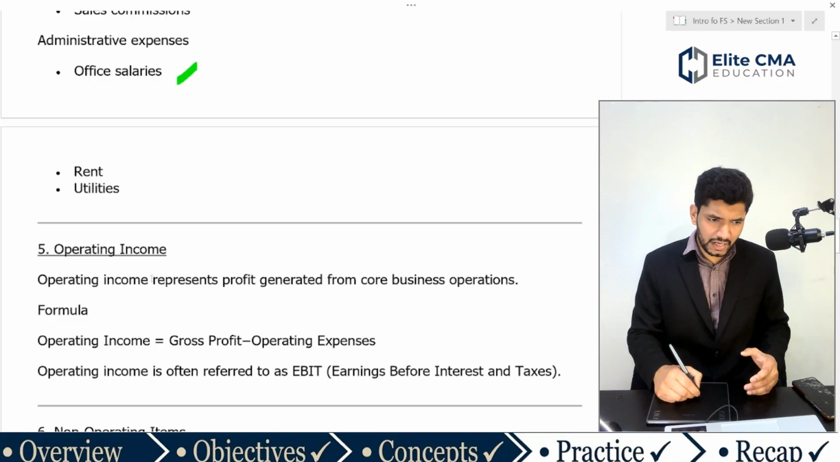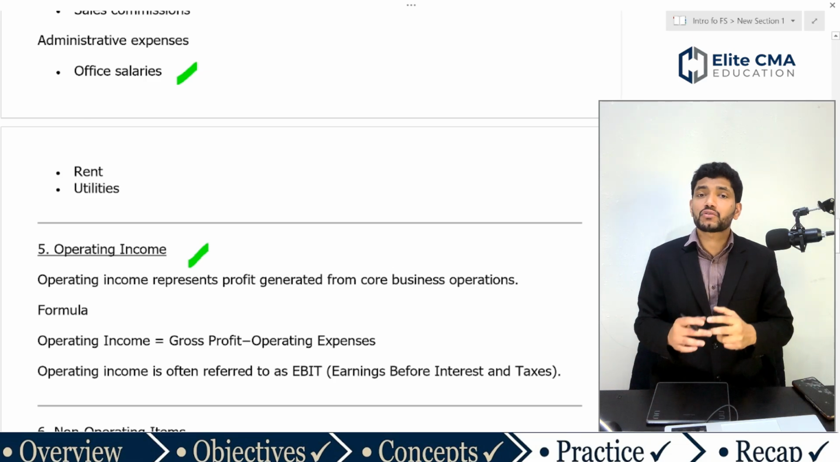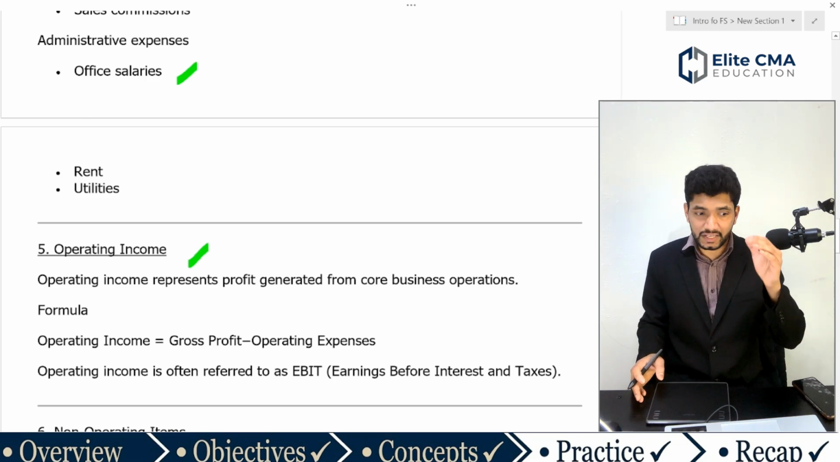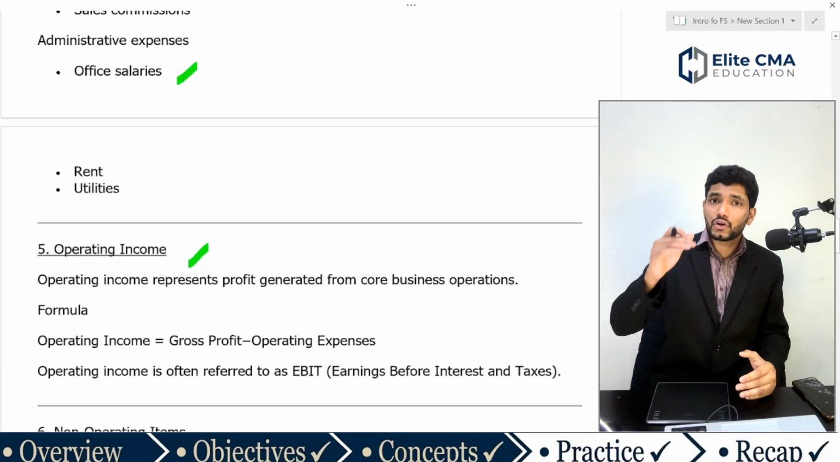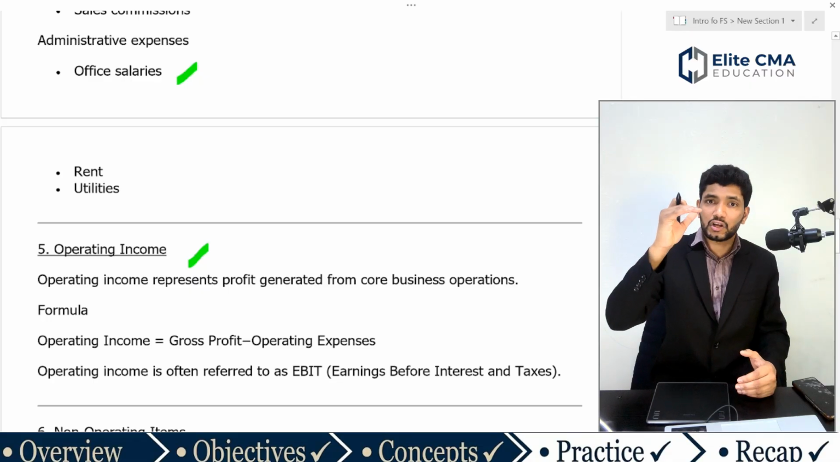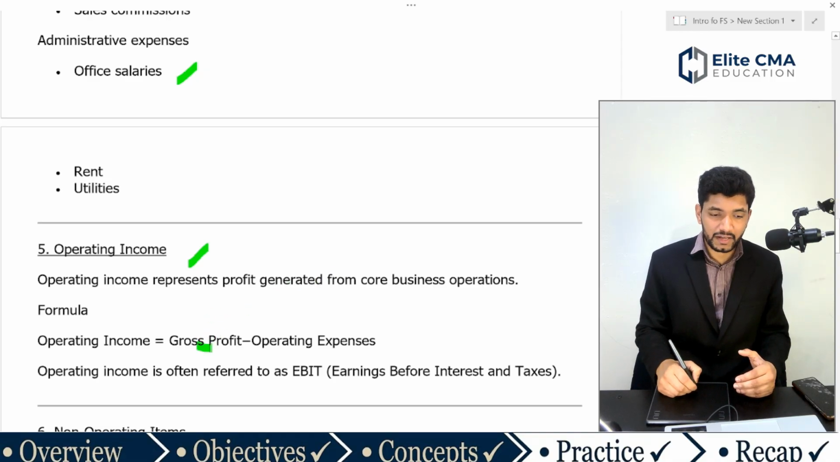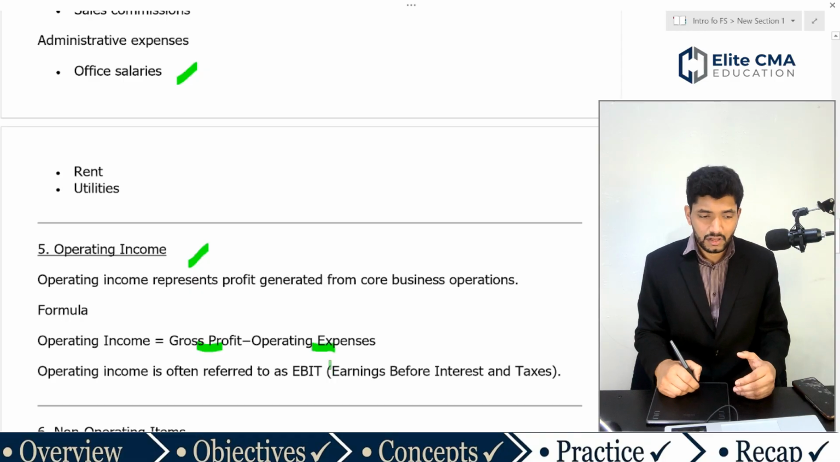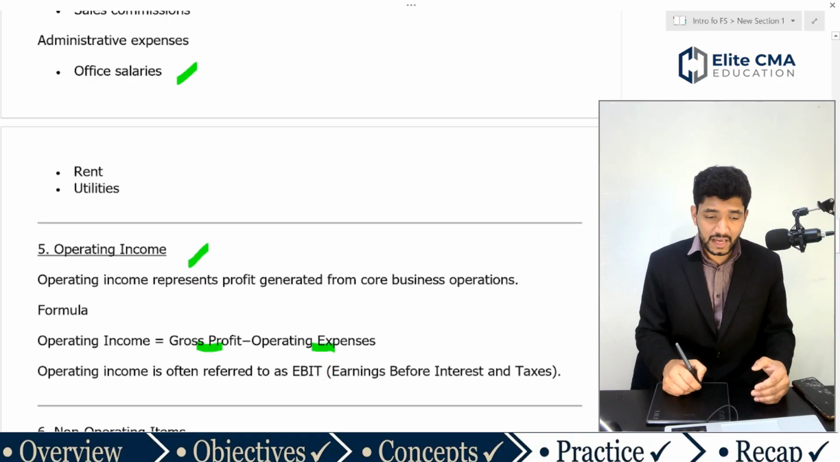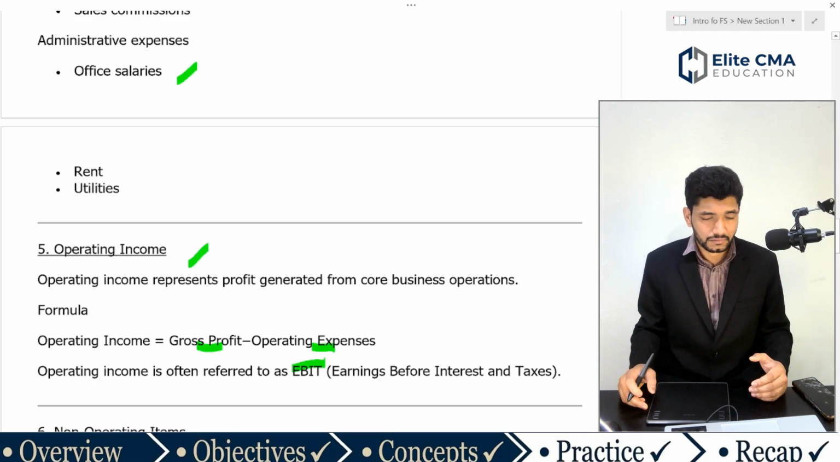Then the operating income. Operating income means from the gross profit, if you reduce the total operating expenses, then you will end up with the operating income. So with the operating income, we cover first the cost of goods sold, then the operating expenses. The operating income formula is gross profit minus operating expenses. Operating income is also called EBIT, that is earnings before interest and tax.